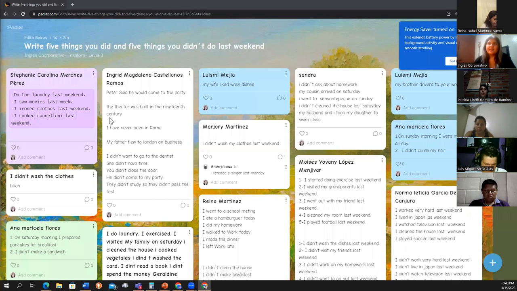Okay. Thank you. Okay. Ingrid Magdalena says, Peter said he will come to the party. Okay. The theater was built in the 19th century. I have never been in Roma. Okay, me está utilizando otros tiempos ya, Ingrid.